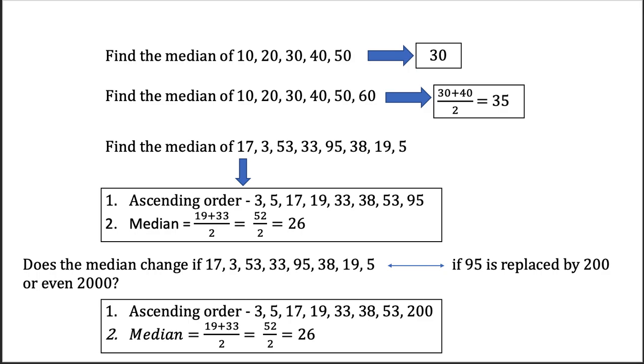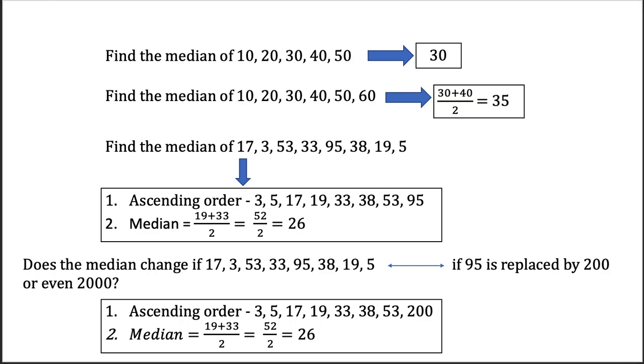What happens if it's an even set of numbers? The next set is 10, 20, 30, 40, 50, and 60. There are six numbers here. The first step, again, if it was not in ascending order, you would have had to arrange them, but here it is already arranged. So let's go to the final step, which is finding the two middle numbers, in this case 30 and 40, and you average that out. So 30 plus 40 divided by 2 is 35.